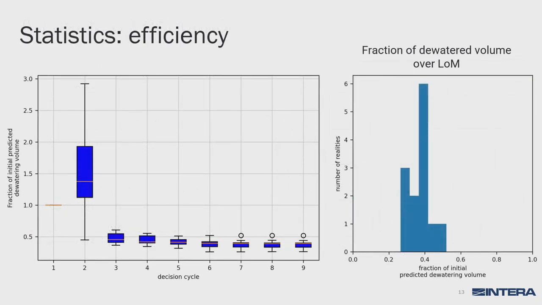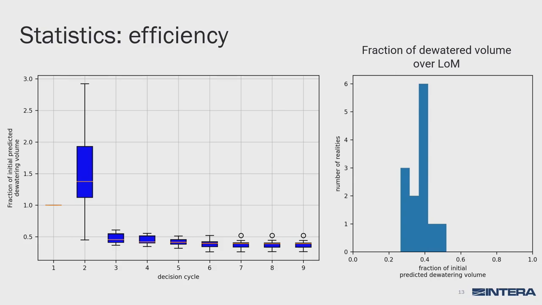Coming back to our little synthetic problem, unfortunately that second case, in which we actually increase our pumping rates in the first decision cycle, was the most frequent. But even so, as soon as we get to the next decision cycle, our optimal pumping rates have decreased a lot. Sorry, I didn't explain.